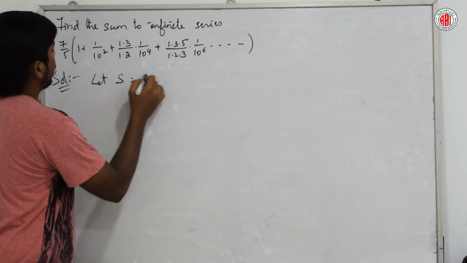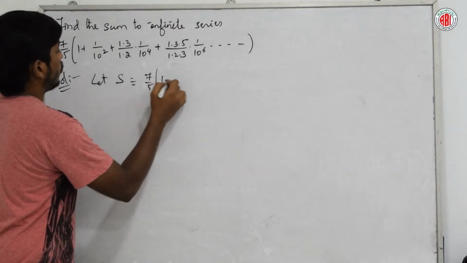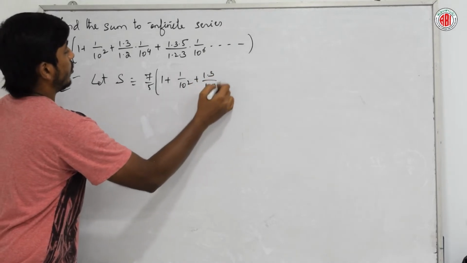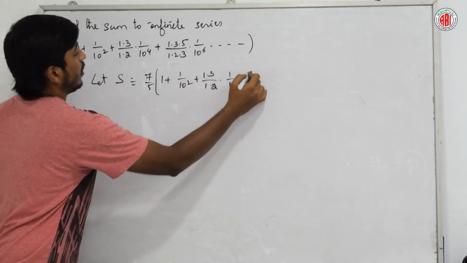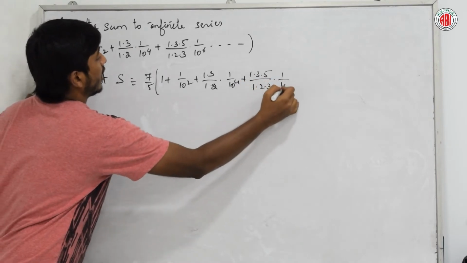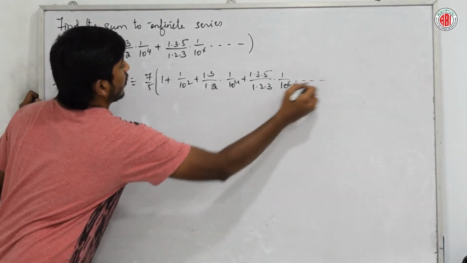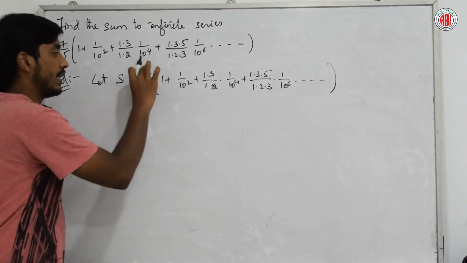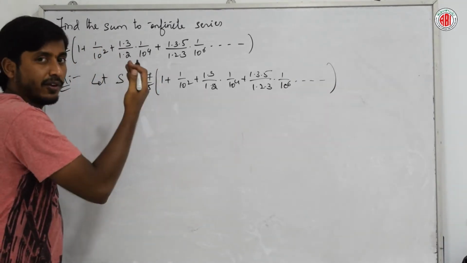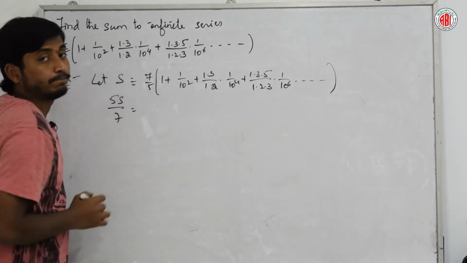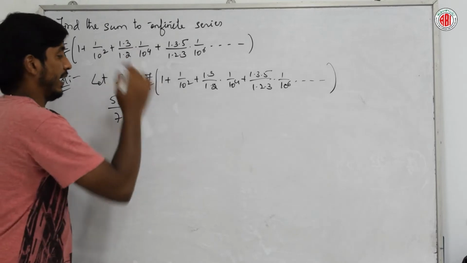S is equal to 7 by 5 into 1 plus 1 by 10 square, 1 into 3 by 1 into 2 into 1 by 10 power 4, 1 3 5 by 1 2 3 into 1 by 10 power 6 and so on. Clear? So for this question, let us take the 7 by 5 onto the left hand side, that will be 5s by 7. Clear? And let us segregate now these all.